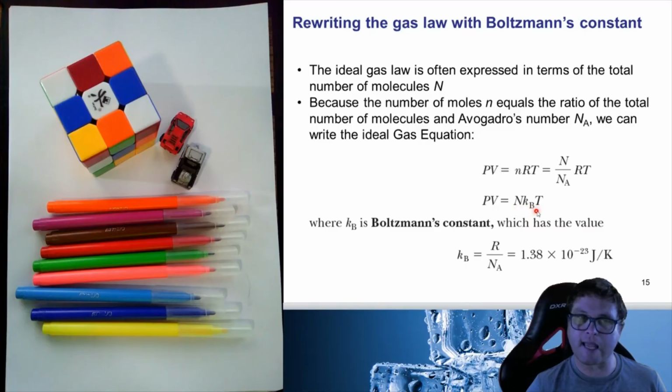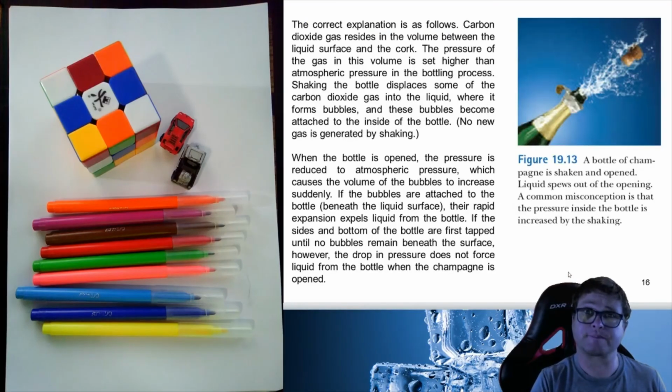That gives us PV equals N k_B T, where k_B is the Boltzmann constant, and it's given by R divided by N_A, which is Avogadro's number. You can calculate for yourself. This constant has a value of 1.38 times 10 to the minus 23 joules per Kelvin.